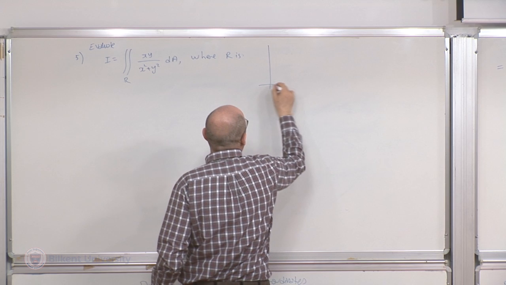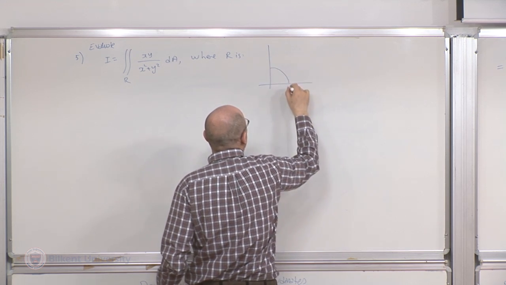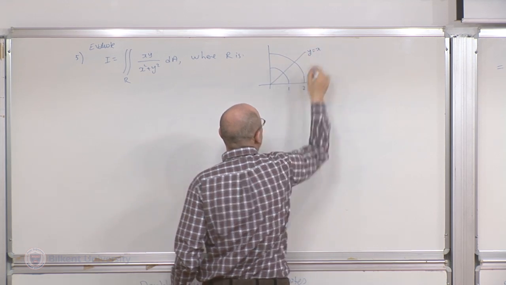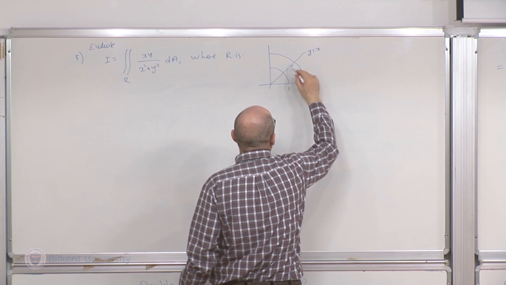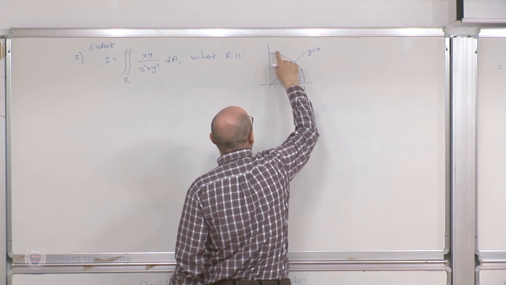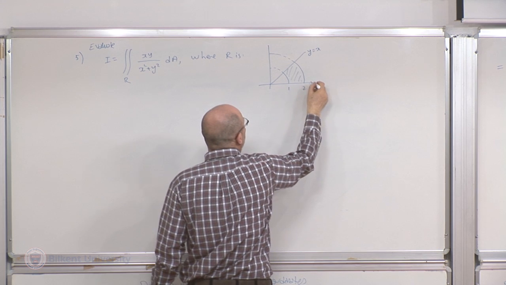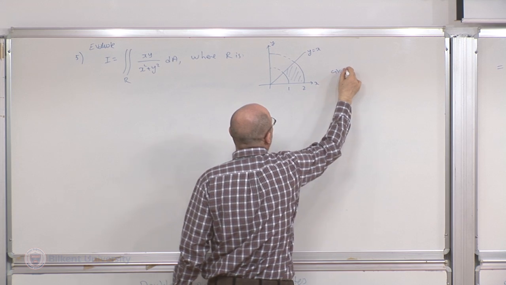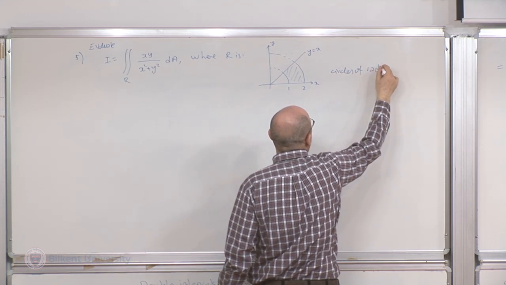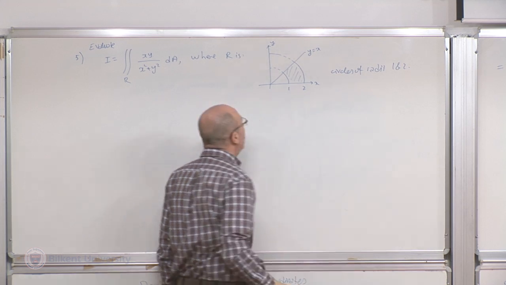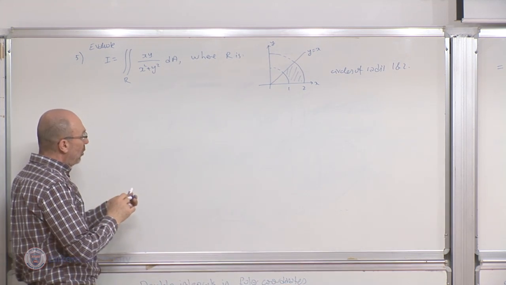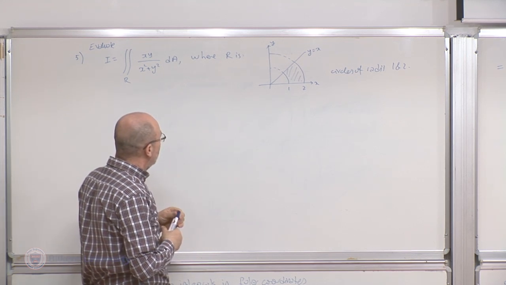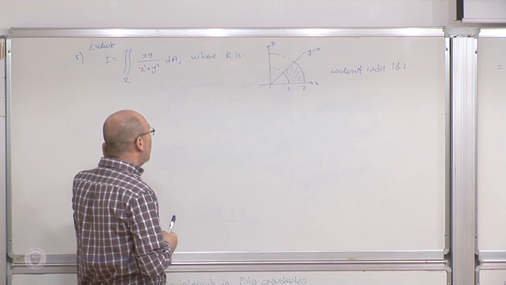So I have this circle of radius 1, this circle of radius 2, y equals x, and apparently we are only interested in this part. So let me make these dotted. So these are circles of radii 1 and 2. You immediately realize that with Cartesian coordinates, this is going to be a little bit of hard work.